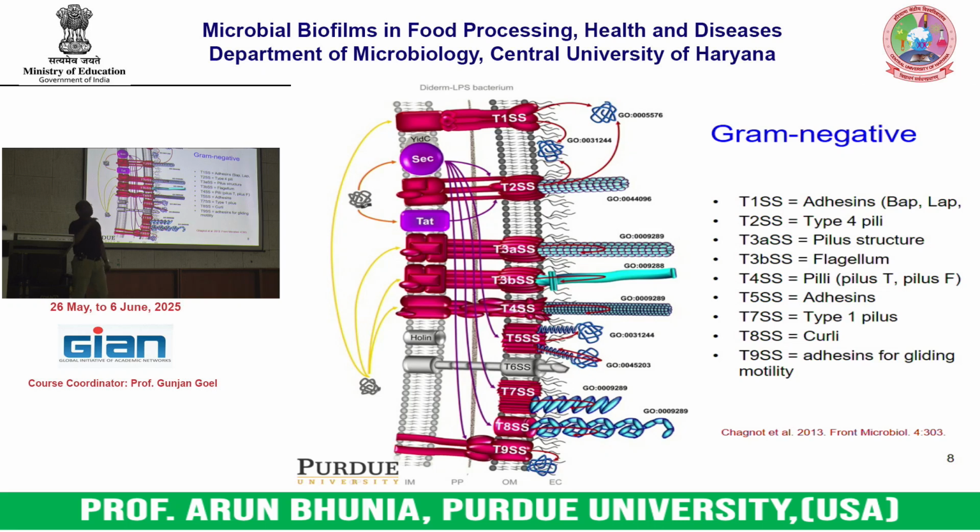We call it protein secretion system, right? I already mentioned that. There are different types of protein secretion system, T1 through T9. Type 1 secretion system is called T1SS. If you look at the gram negative, that's where the most complex cell architecture is, because you have the outer membrane, then the cytoplasmic membrane, and the cell wall in the middle, right?